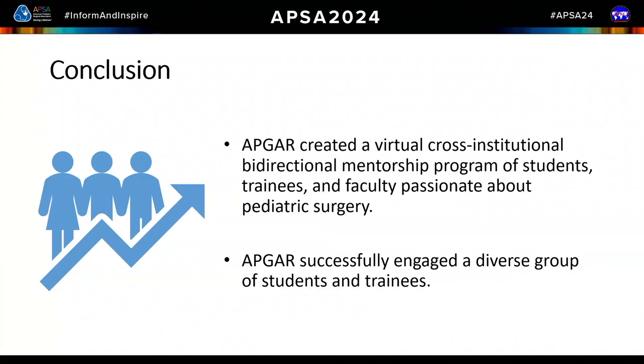This program may increase student and trainee interest in pursuing pediatric surgical training, as well as improve perceptions of the field as a whole. With the increasing growth of our network, future assessments will be made to quantify its effects in the pediatric surgery pipeline.